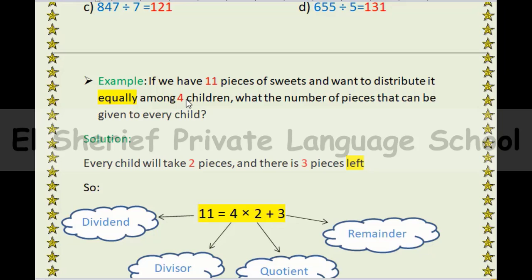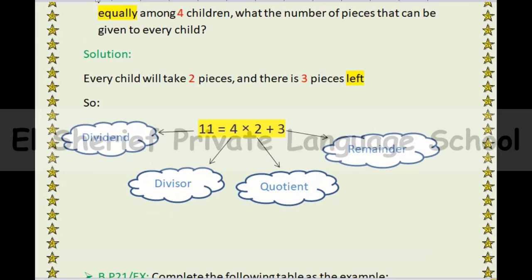So we back how many steps? 3 steps. Okay, so what is the number of boxes that can be given to every child? 8 divided 4 equal 2. So every child will take 2 boxes, and how many boxes will be left? 3 boxes. Okay, 3 boxes. So 11 equal 4 times 2 plus 3. 4 times 2 equal 8 plus 3 equal 11.